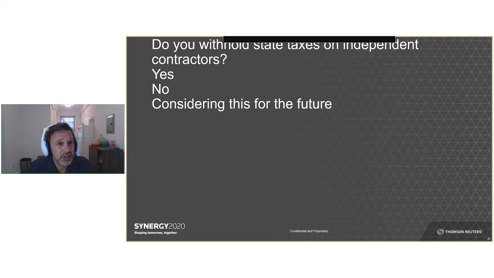So we're going to go to our next question, which is, do you withhold state income taxes on independent contractors? Yes, no, or considering this for the future. While you're answering that, I would say probably even 3 years ago, most companies would have said no. A good 99% would have said no. But that is starting to change as states are implementing sometimes mandatory withholding on independent contractors, especially non-residents.